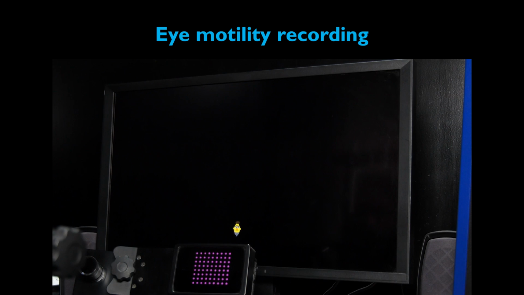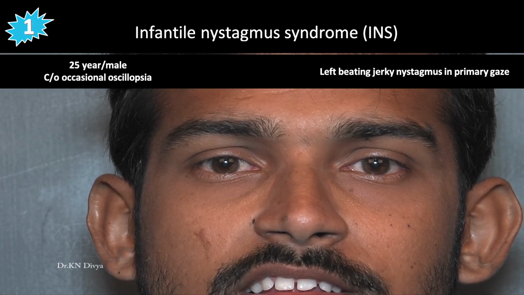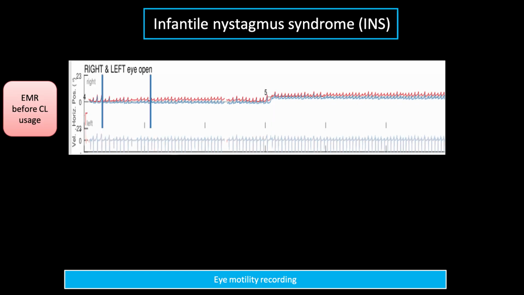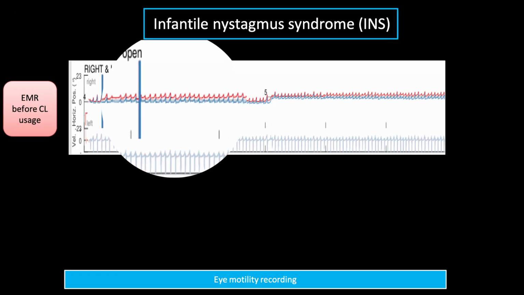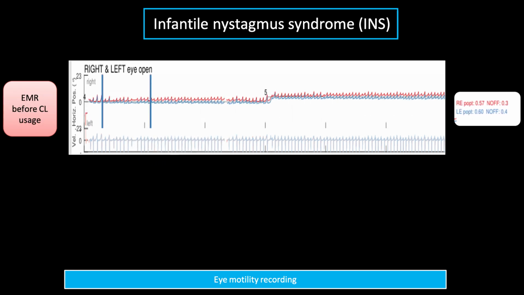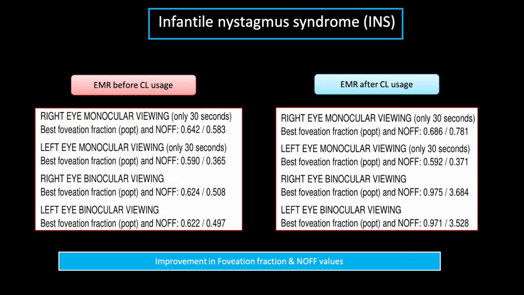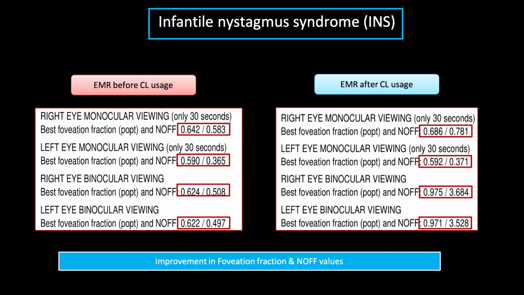in these patients. This is a 25-year-old male with a jerky left beating nystagmus in primary gaze. Eye motility recording shows classical accelerating slow phase confirming the diagnosis of infantile nystagmus syndrome. This patient has reasonably good visual acuity as the NOF value is good, but was suffering from occasional oscillopsia. Hence, to improve vision further and to reduce the oscillopsia, contact lens was prescribed, which acts by alteration of proprioceptive feedback loop principle. And we can see clearly that NOF values improved further in subsequent recordings.